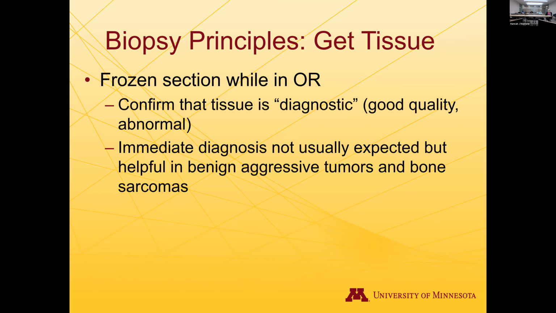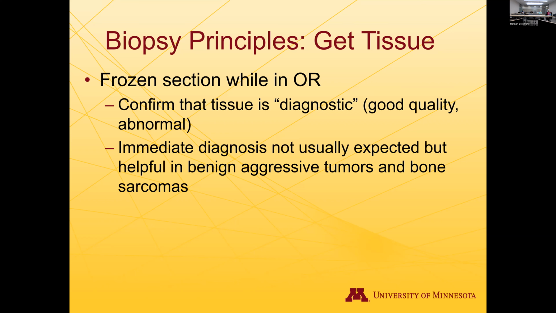And we often will do a frozen section while we're in the operating room just to confirm that we've got good tissue. Never ask the pathologist if we have enough tissue, because they always say they would like more tissue. Kind of like ask the radiologist, they want another sequence on it. You know what the answer is to that. So we try to get a good amount of tissue.